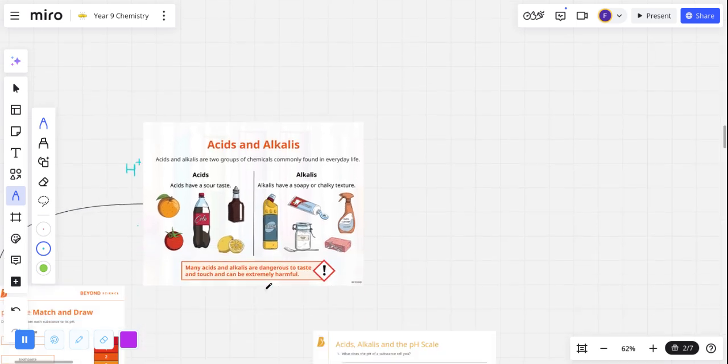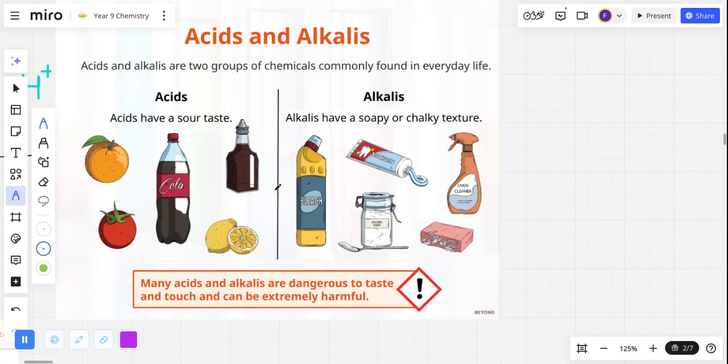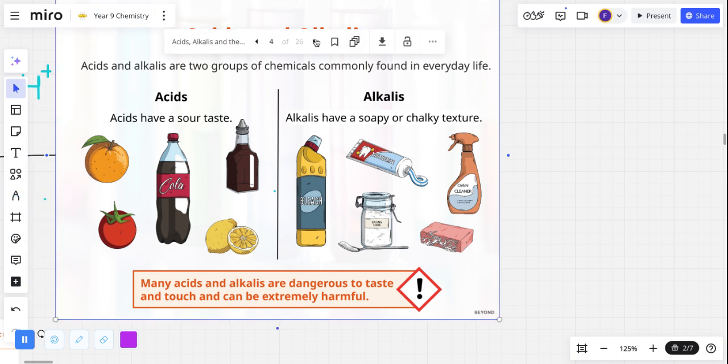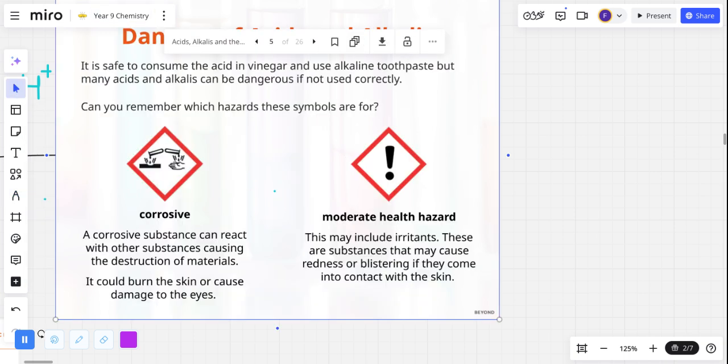These are acids and alkalis. So now moving forward with this, the next thing we're going to talk about is safety. If you ever get a chance to work in a lab with acids or alkalis, be careful. The one thing I do say is always wear goggles. All right, always. I don't care what it is.